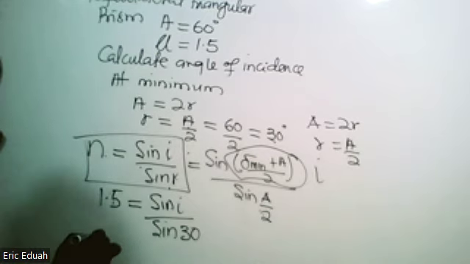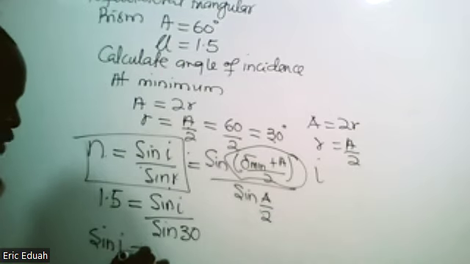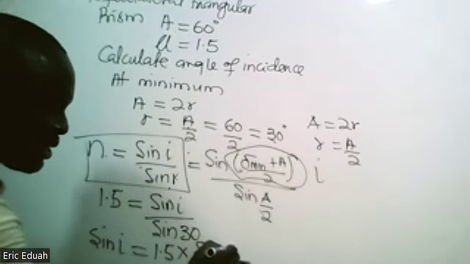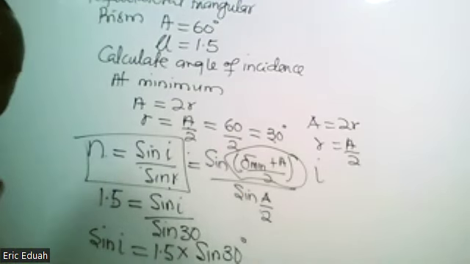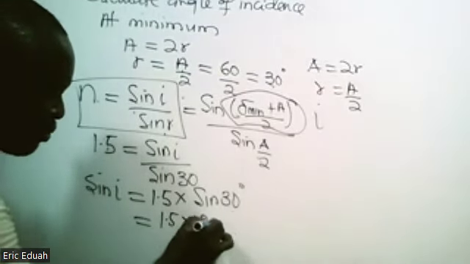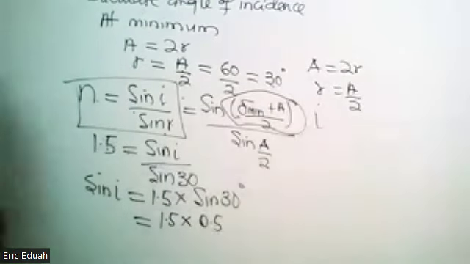Therefore, sine i is equal to 1.5 times sine 30. Sine 30 is half. So 1.5 times 0.5. What is 1.5 times 0.5? 0.75.